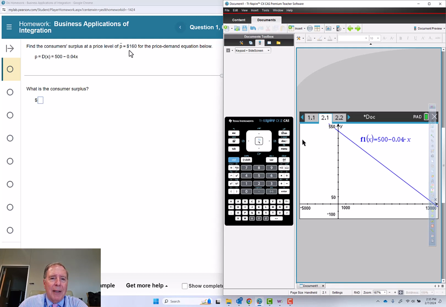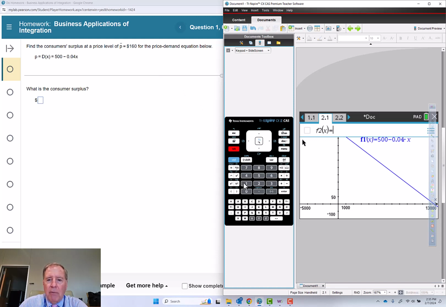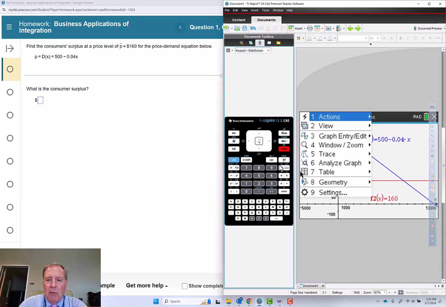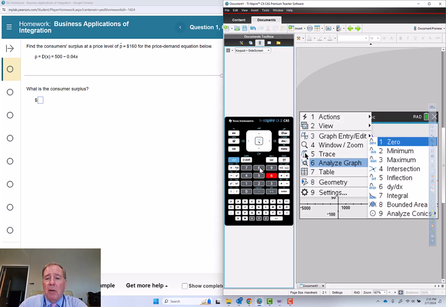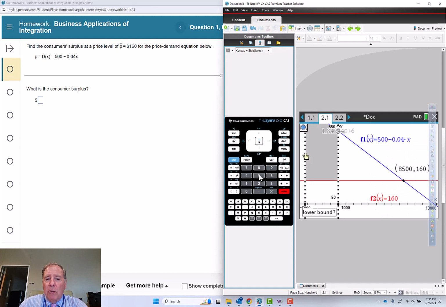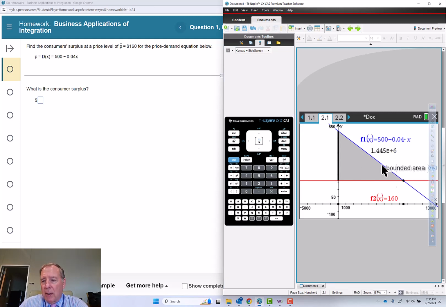Okay, so I need to know what quantity demanded it is at $160. So I'm going to add another graph, 160, enter. I'm going to find this intersection here, menu 6, 4, lower bound, upper bound. So we're going to have 8,500 demanded, and this triangle is going to be my consumer surplus. I'm going to do menu 6, bounded area, 0 to 8,500. And I get a nice shaded area there, so I know I'm in the right place.